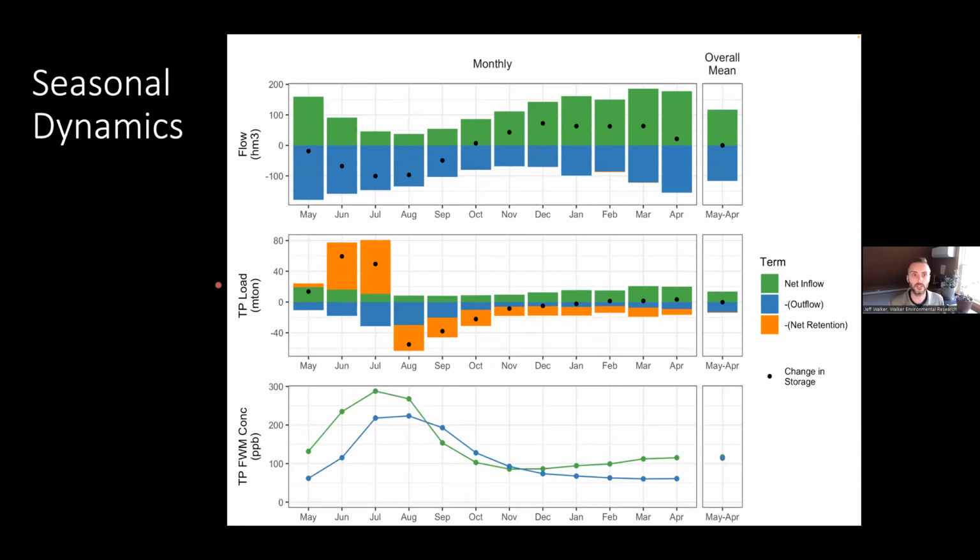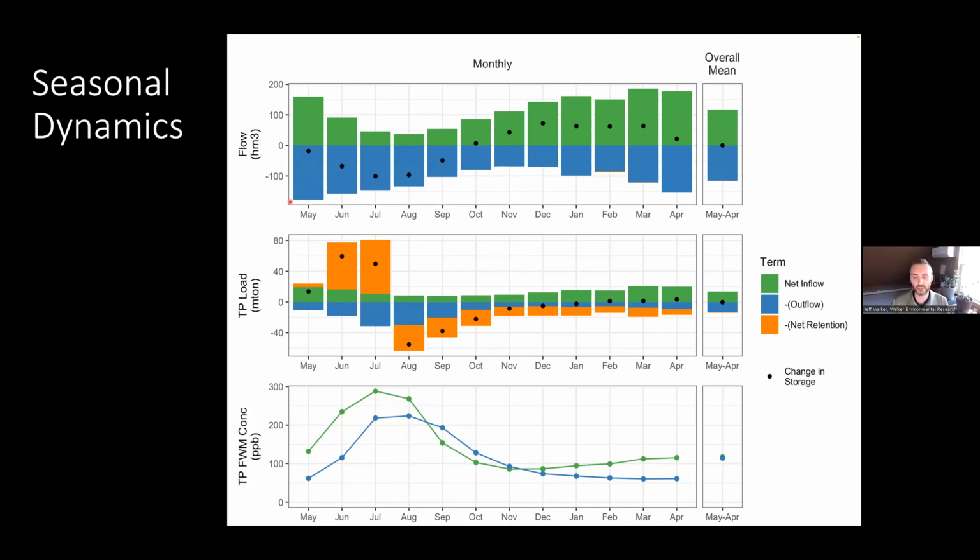Okay, let's look at this seasonally. This is a plot that we came up with for that inflow-outflow study we did 2 years ago, where we're trying to look at what the seasonal dynamics of inflows, outflows, and sediment exchanges are. Here we're looking at essentially the total inflow, accounting for precipitation and evaporation, which is called the net inflow. We've got the total outflow, and the orange is the net retention term, which is that net exchange between the sediment and the water column.